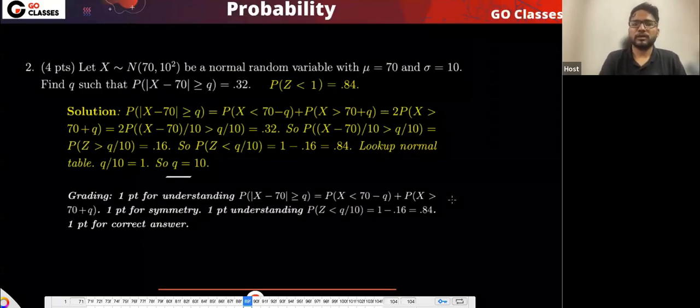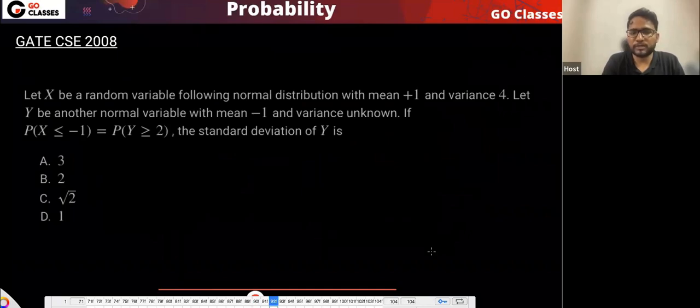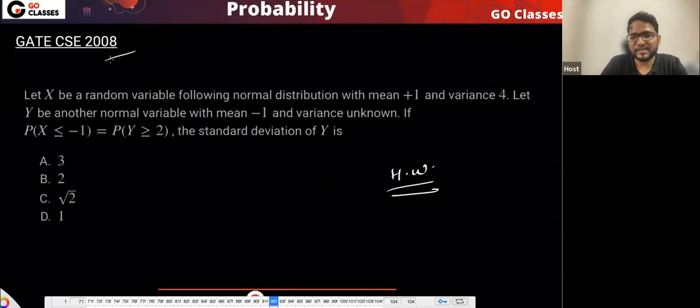Yes. So let's just continue our discussion, and then we will do it in the next class. It is very easy. They have just asked one question from this probability distribution. If you want, just try this question as homework. This is a very, very good question, and you will like it. Try this question as homework, and we will meet in the next class.